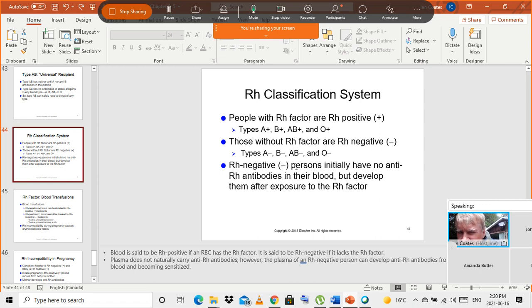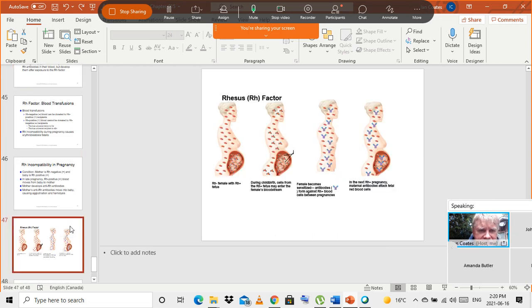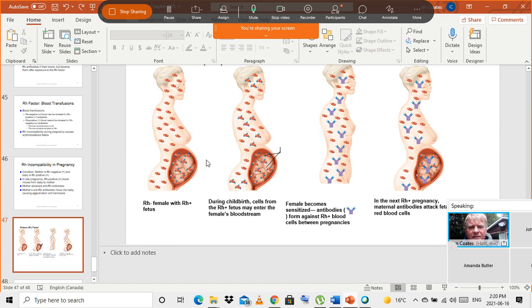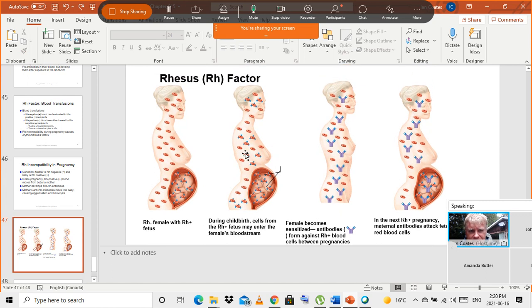Okay, let's go through this again. So Rh negative people have no anti-Rh antibodies floating in their blood. Okay? But they will develop antibodies after exposure. Very important. And what happens is, you'll see there that during the first pregnancy, maybe mom is Rh negative.